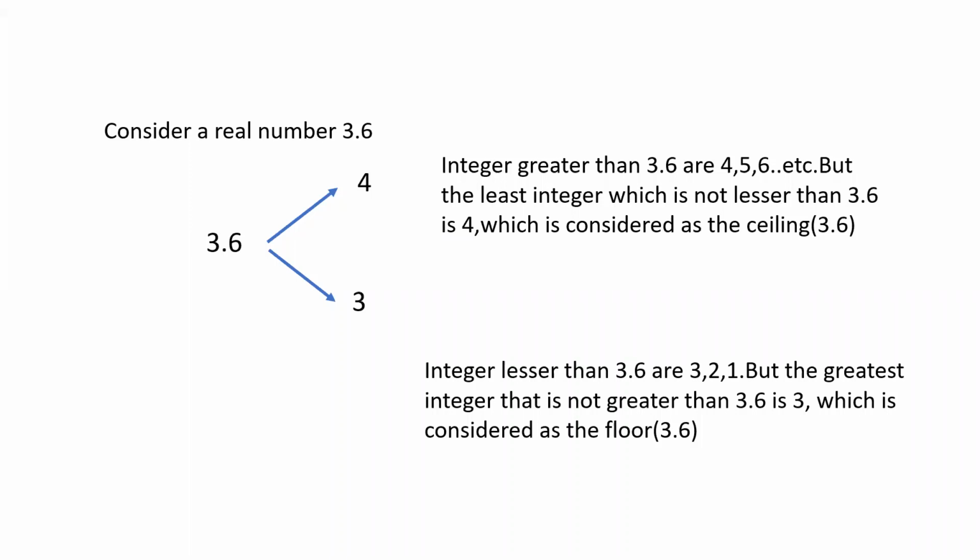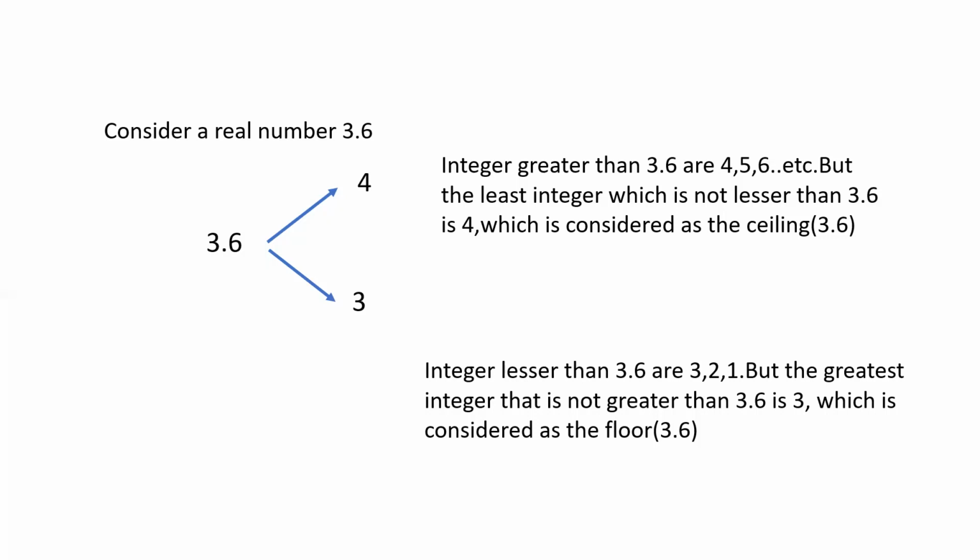Among 3 to 1, which is the greatest? 3 is the greatest. So the floor function will be returning the number for a particular real number x. The floor is considered as an integer which is lesser than 3.6, while it is the greatest integer. So that is the greatest integer which is not greater than 3.6.